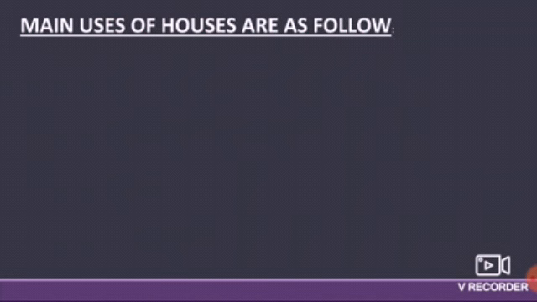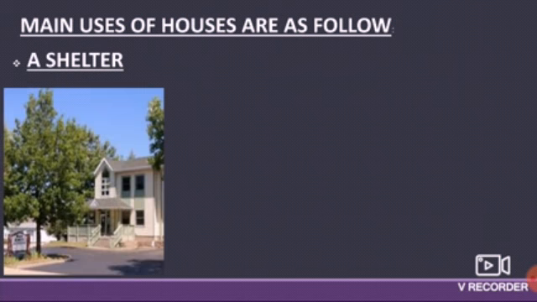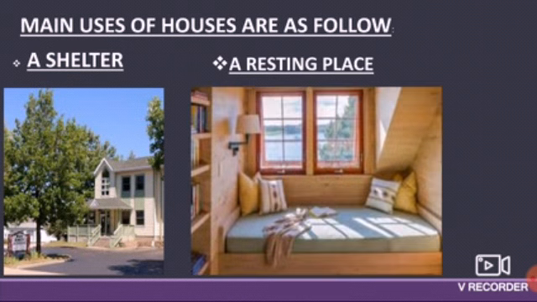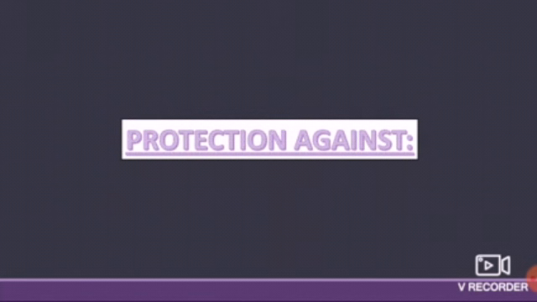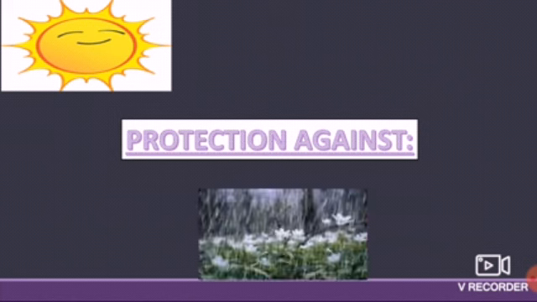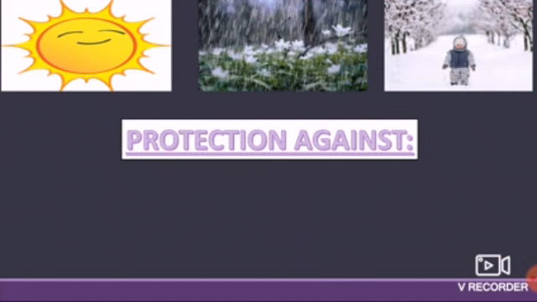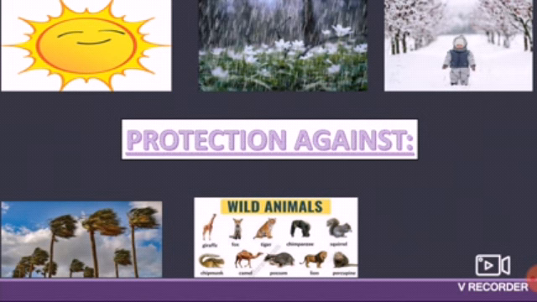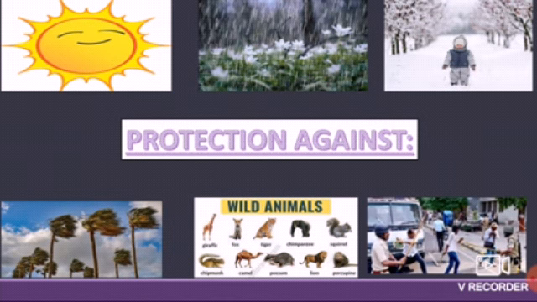So let's see the main uses of houses. A shelter. A big house or a small house, a house gives us shelter, a resting place. After we finish our work and come back home, we need rest, and our home gives us that rest. A house is a shelter protecting us against the sun, rain, cold, wind, wild animals, and also antisocial elements.